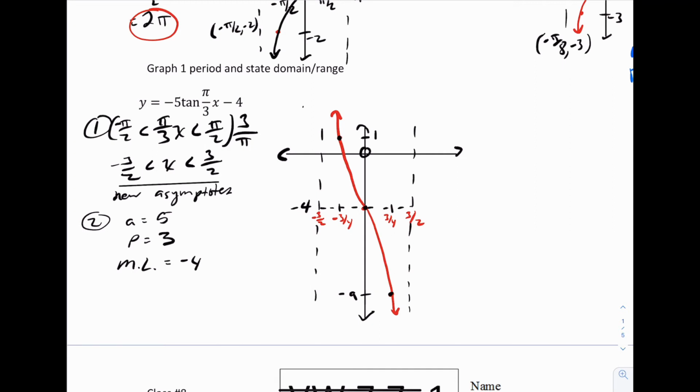And let's write those points down. Negative 3 over 4, positive 1. 0, negative 4. And 3 over 4, negative 9.